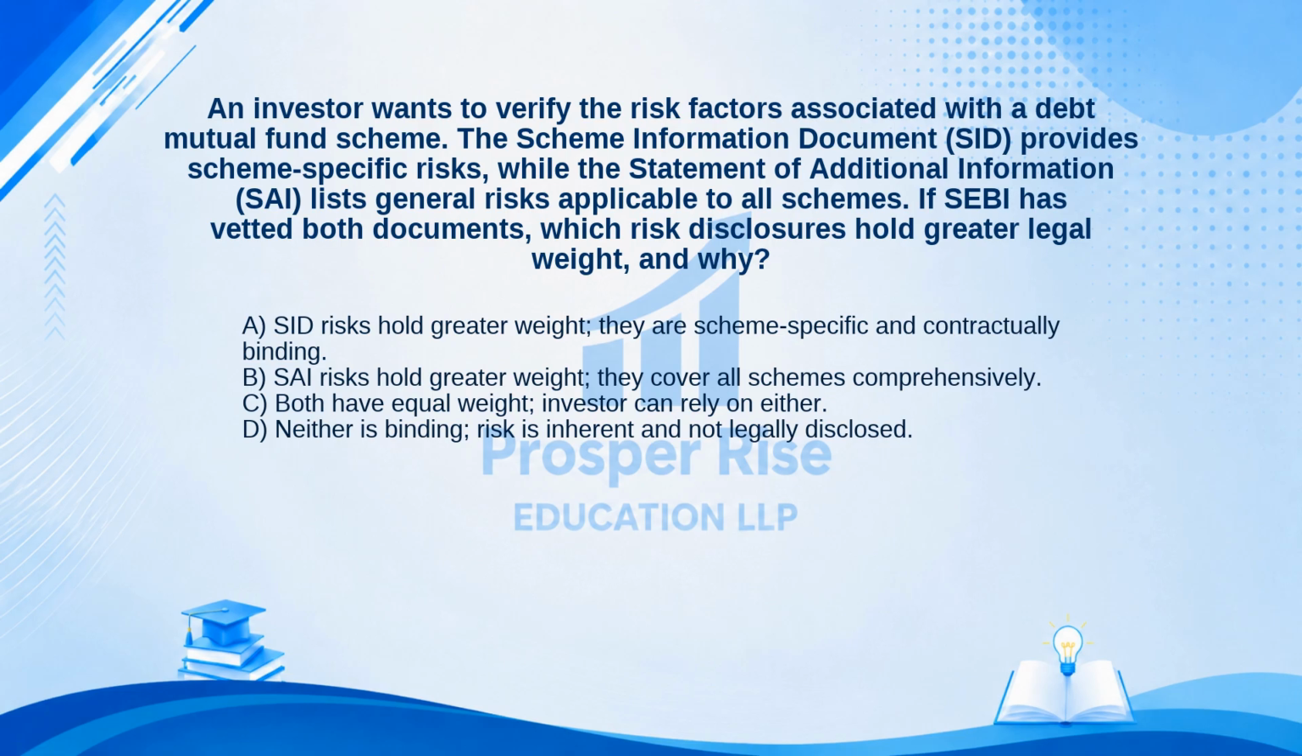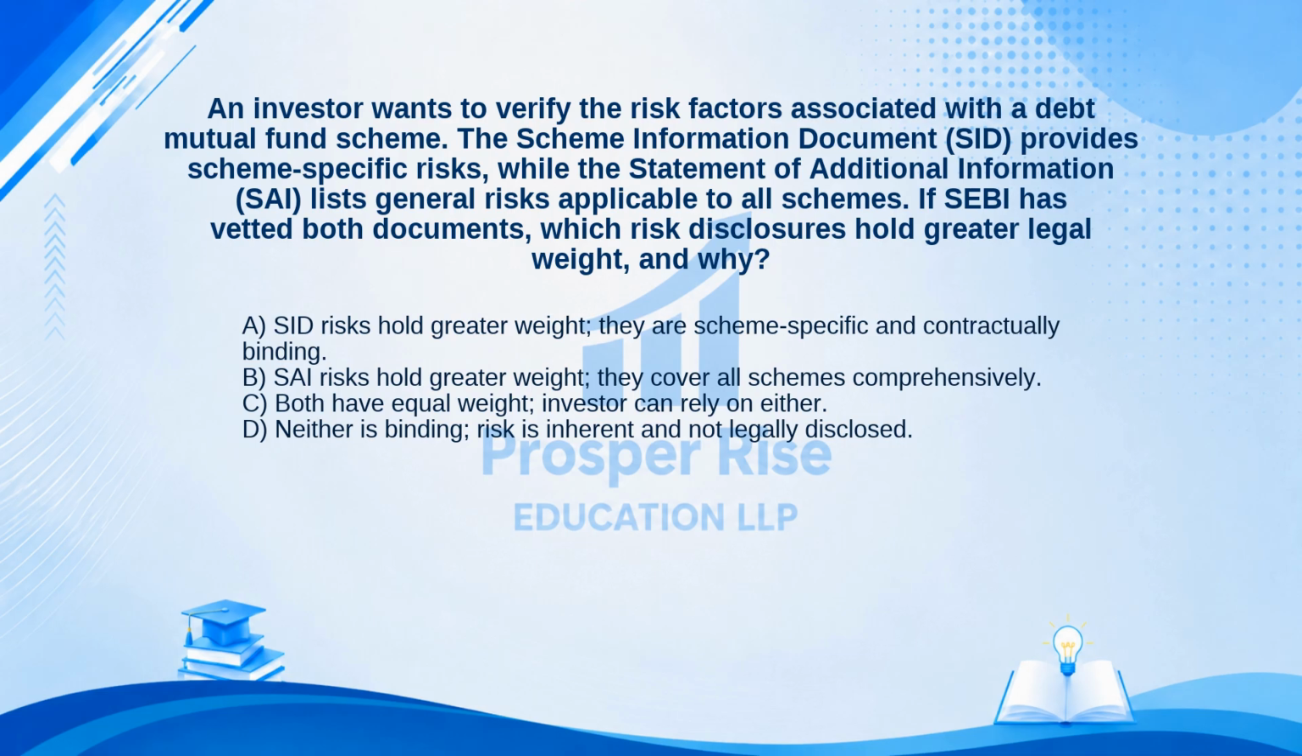Here are your options. A. SID risks hold greater weight. They are scheme-specific and contractually binding. B. SAI risks hold greater weight. They cover all schemes comprehensively. C. Both have equal weight. Investor can rely on either. Or D. Neither is binding. Risk is inherent and not legally disclosed. Take a moment to pause the video and decide.